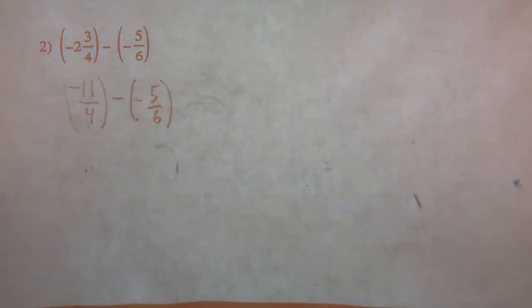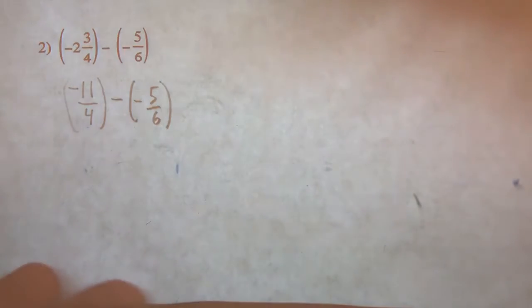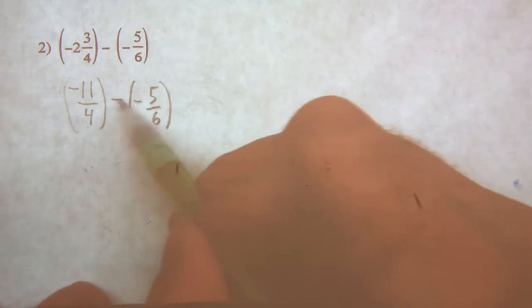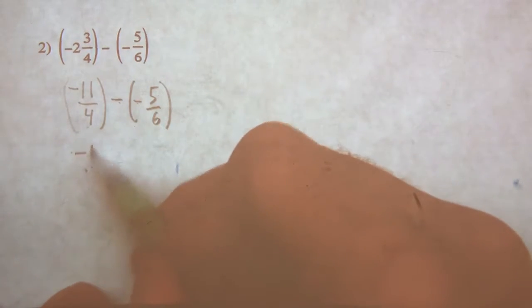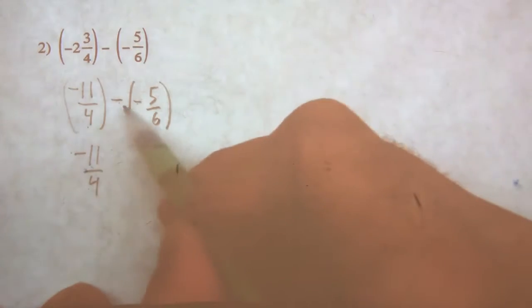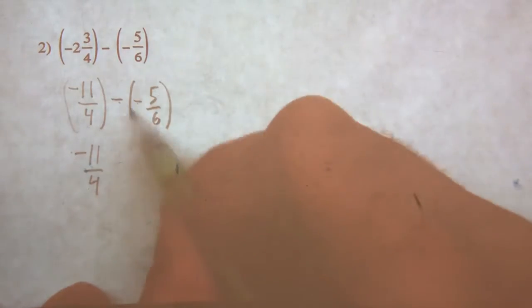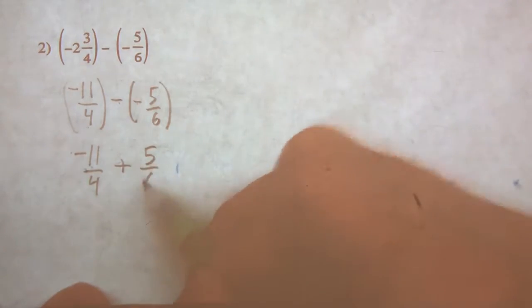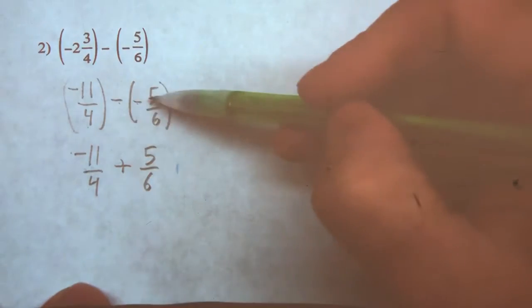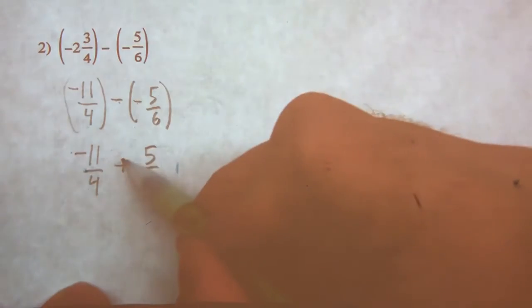Another reason I chose this problem was also to remind us again, if we have minus a negative number, that's really plus a positive, so we'll change that. Anytime you see minus negative, you should change that to adding the positive. So we'll keep our negative 11/4, and you could have done this first and then the mixed number, that would have been fine. And this just becomes plus positive 5/6. Some people like to just draw a plus there to show that.